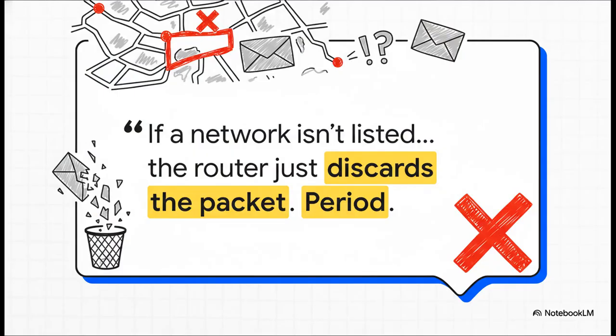So you can see why this map, this routing table, has to be accurate. It's absolutely crucial. Because if a packet arrives and its destination network isn't in that table, the router has no idea what to do. It won't send out a search party. As our source material puts it so bluntly, the router just discards the packet. Period. The journey ends right then and there.